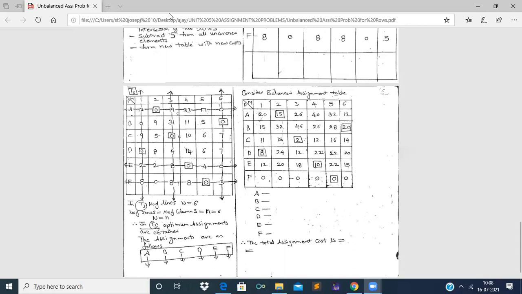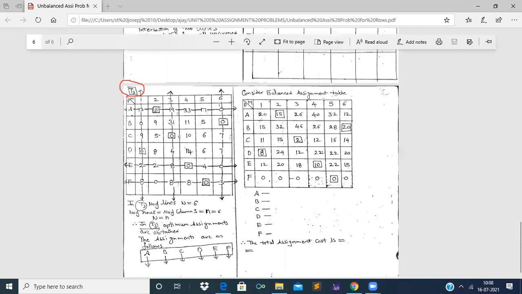Now, let us proceed for next page. See here, it is the table T3 which I have kept for reference purpose. Right? See here, A is assigned to 2. Let us write here. A is assigned to 2. Next, B is assigned to 6. Right? Next, C is assigned to 3. Right? D is assigned to 1. Next, E is assigned to 4. Right? And F is assigned to 5.